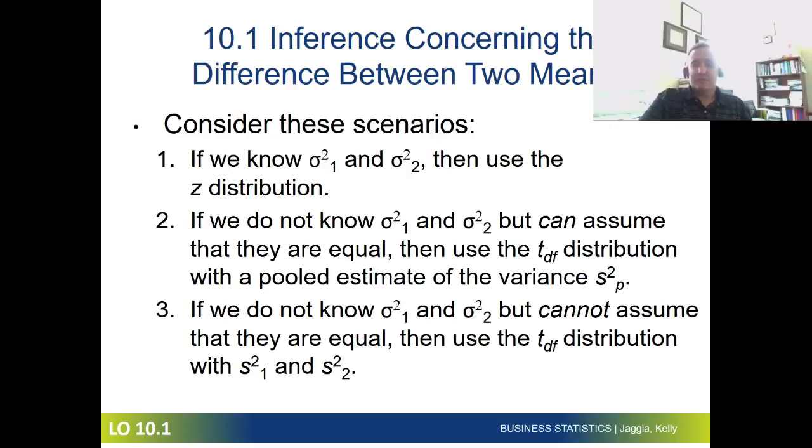The other one is when we don't know sigmas and we don't know they're equal. That's by far the most common. And actually, you can use that just about any time if you have large samples, because the s squared sub 1 and s squared sub 2 will become sigmas when the sample size gets large enough.